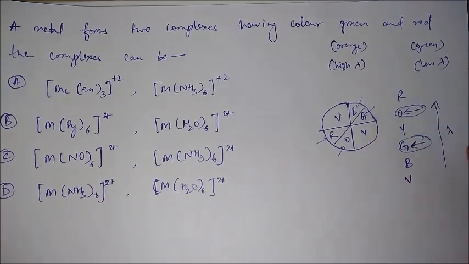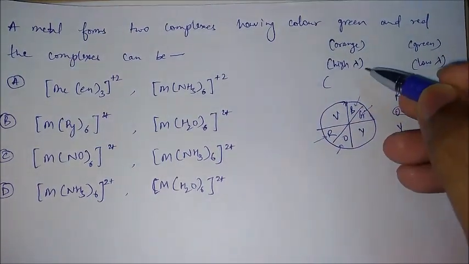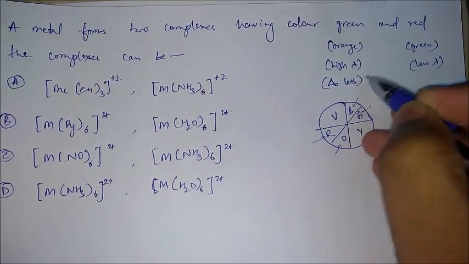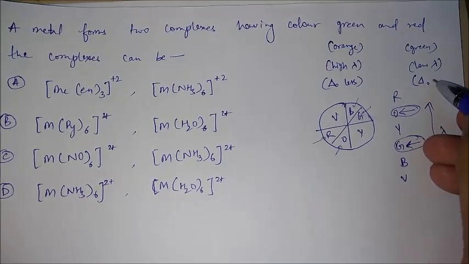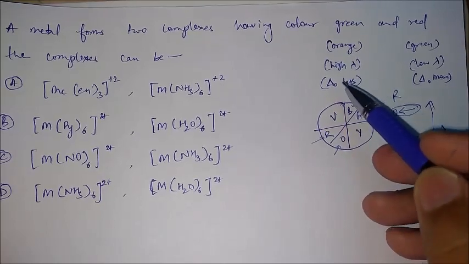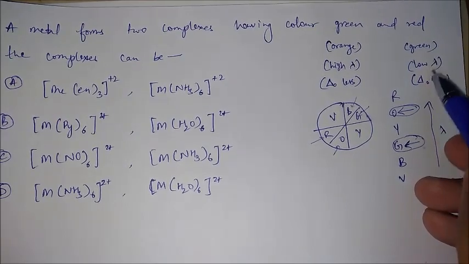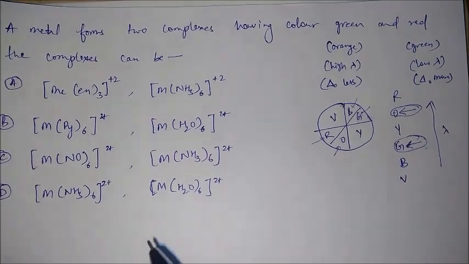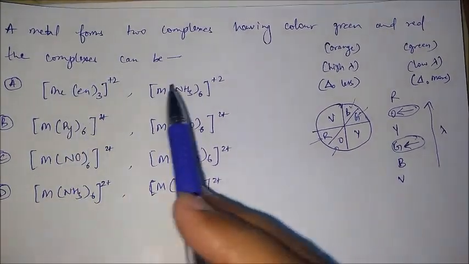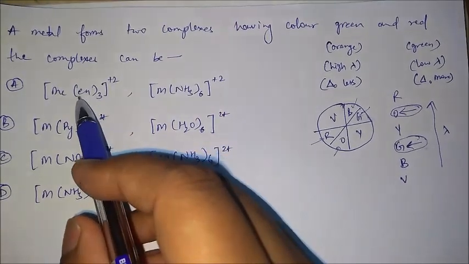Now since wavelength is inversely proportional to energy, if it is absorbing light of high wavelength, then the delta O is less for this, whereas for this delta O is more. All things are relative: if the wavelength is high, delta will be less; if the wavelength is low, then delta will be more. Now what you have to see is, in the following complexes, which have delta O less for the first and delta O more for the second. Now we have to look at the ligands.